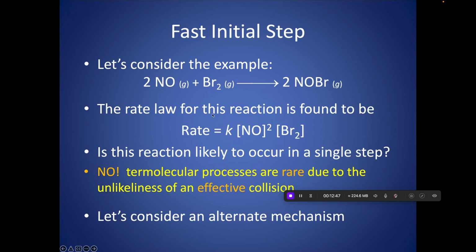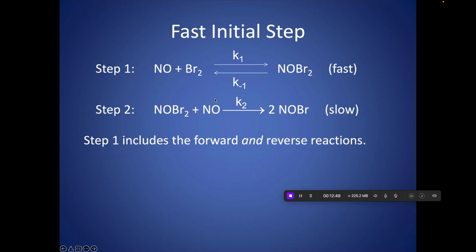So let's look at a different mechanism. Let's consider these 2 steps. My first step is fast. These double arrows mean equilibrium, meaning it's going just as fast forward as in reverse. The forward and reverse reactions are happening at technically the same speeds. And I'm giving 2 different Ks, rate constants, 1 forward, 1 reverse. And then this step is my slow step.